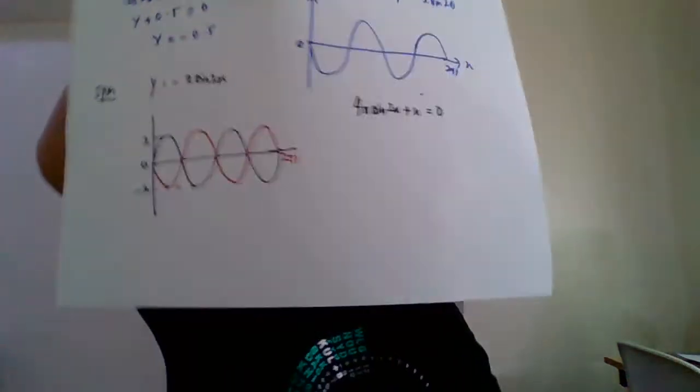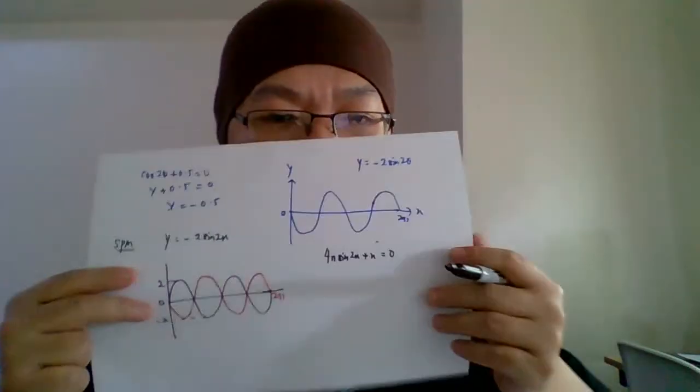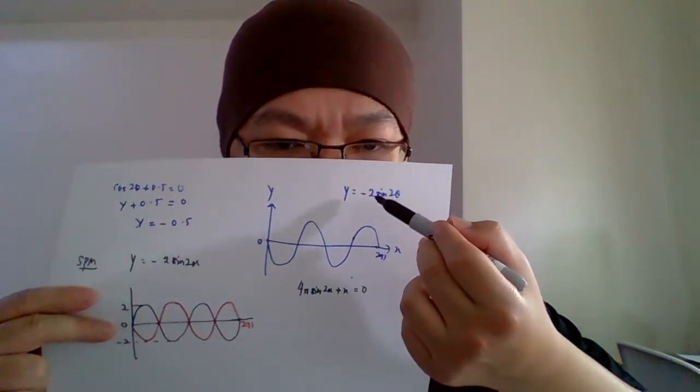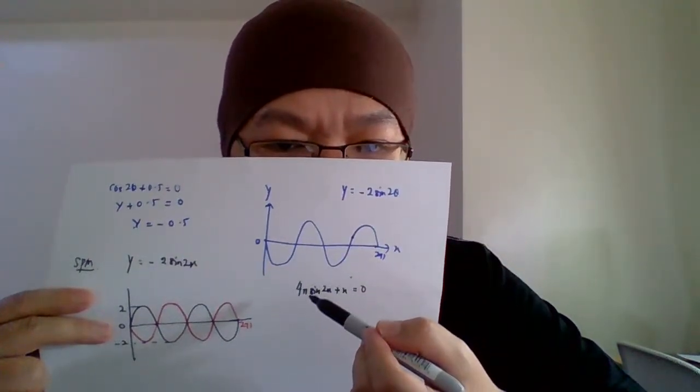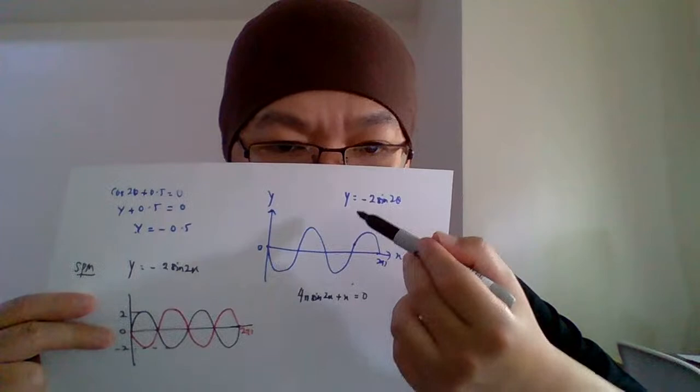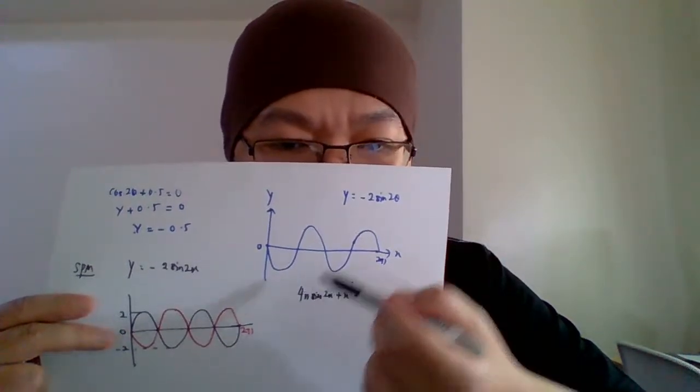Okay, so cut and paste your 4 pi sine 2x plus x equals to 0. Okay, this is the equation, right? So we need to relate this black color with the blue color. You see the blue color is negative 2 sine 2 theta. This one we got 4 pi sine 2 theta, right? So how do we change the 4 to become negative 2? Okay, how do we change the 4 to become 2 here? Very easy. So actually 4 is 2 times 2, right? Okay.